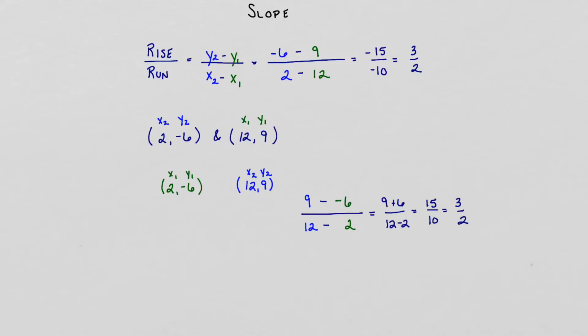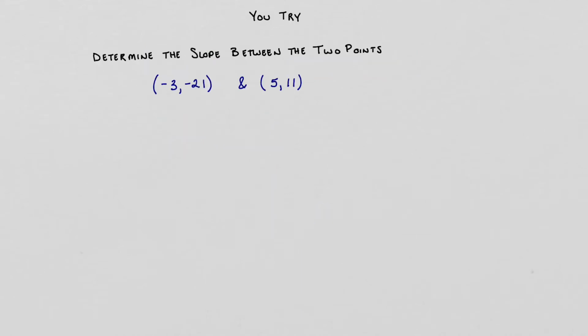And here we have it at the bottom of the screen. If I switched which one I wanted to be my first and which one I wanted to be my second coordinate point, our setup would now be 9 minus -6 all over 12 minus 2. This would become 9 plus 6 because we have a negative and a negative right next to each other, all over 12 minus 2. This becomes 15 over 10, which once again reduces to 3/2.